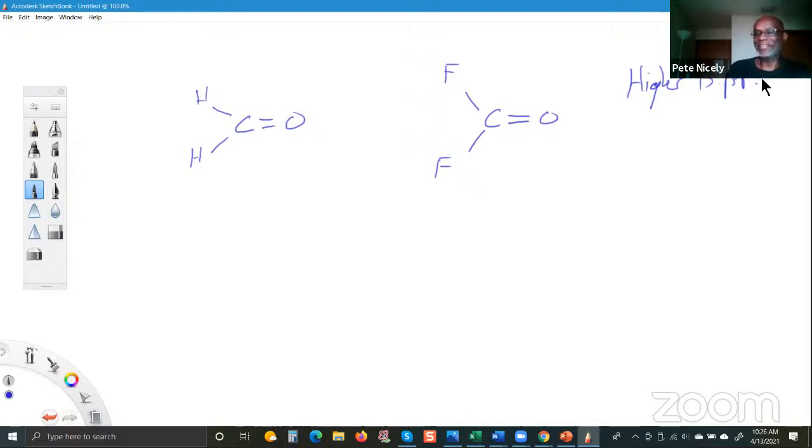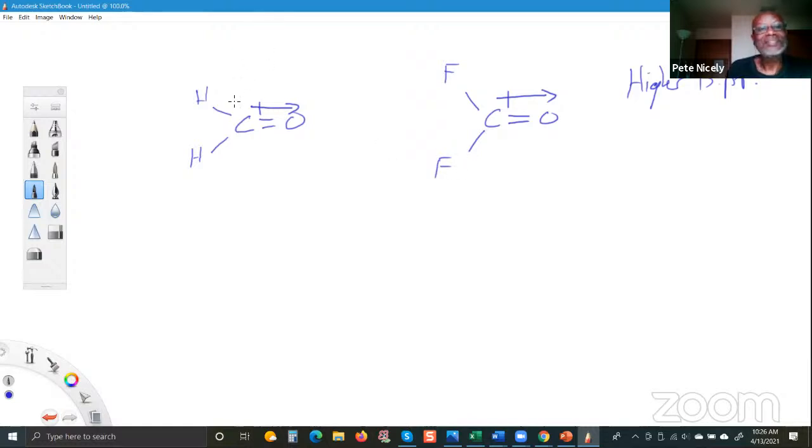All right, let me give you a little hint. Let's deal with the similarities. What they both have in common is the carbon to oxygen bond, right? And you know that that bond is polar, going in that direction here and going in that direction here, all right? The difference between these structures is that the carbon here is bonded to 2 hydrogens, while this carbon here is bonded to 2 fluorines, all right?